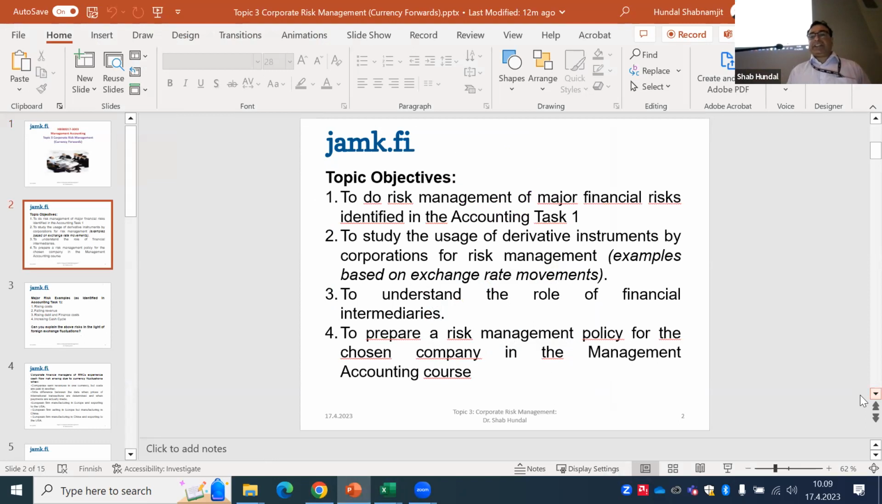These are the objectives of this topic, that we shall be studying the different financial risk management techniques. Basically, forwards will be the main method we will be focusing on, along with some rationale behind these derivatives and some examples. You'll see it soon.